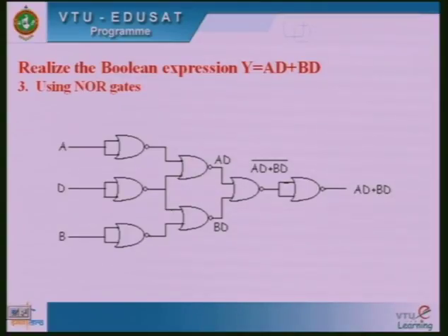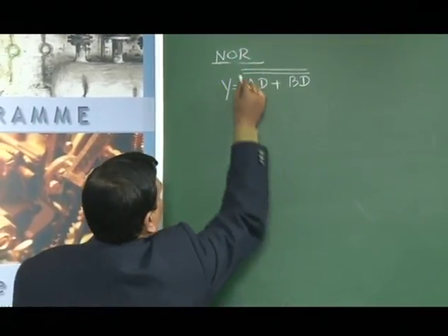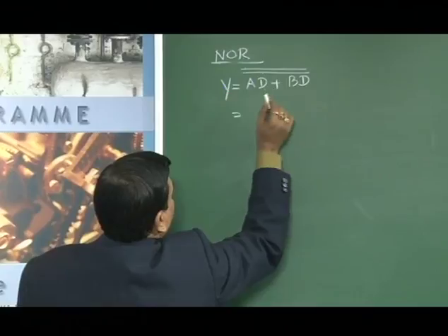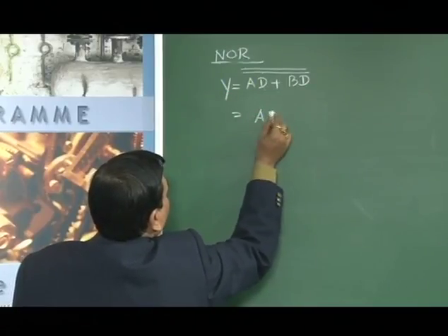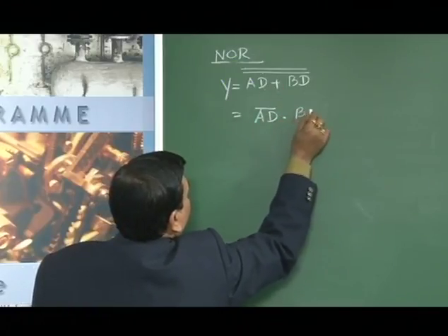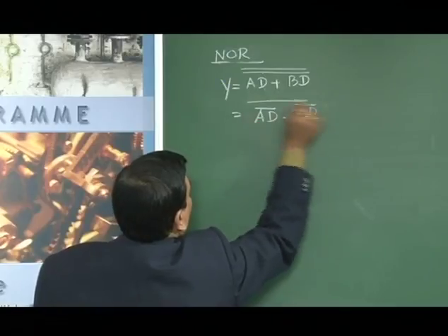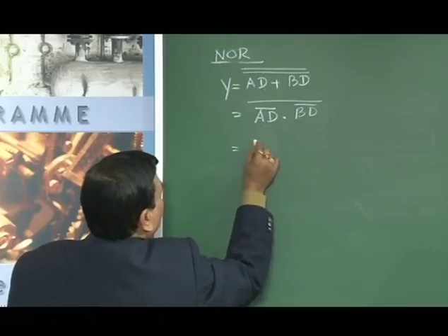Once again we are going to take the same equation and double bar it, but here instead of NAND we are going to call this a NOR gate, by using only NOR gates. Now the equation is AD plus BD and we have taken the double complement. Now this A into D can be replaced with the dot, and BD, this complement and whole complement.